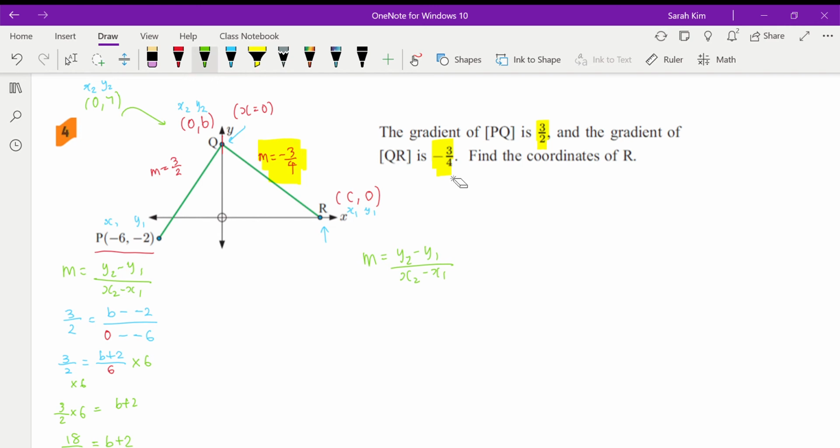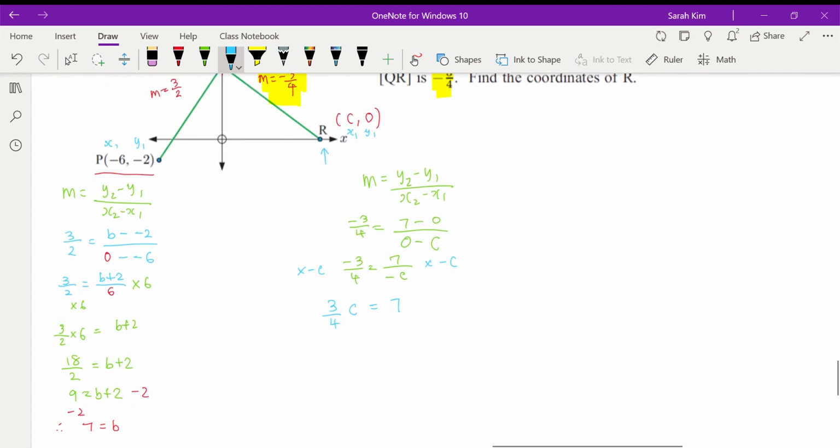Alright, all I have to do is substitute some values in. So minus 3 over 4 equals y2 is 7, y1 is 0, x2 is 0, x1 is c. So here we go: minus 3 over 4 is 7 over minus c. I just have to jumble this around so I get minus c at the top. So I'm going to times by minus c on both sides. So I get 3 over 4 c, because the minus and the minus turns into a positive, and then just a 7 on the top.